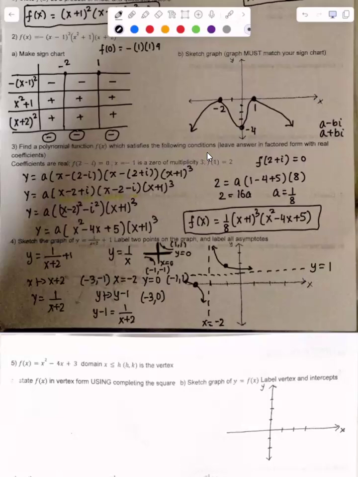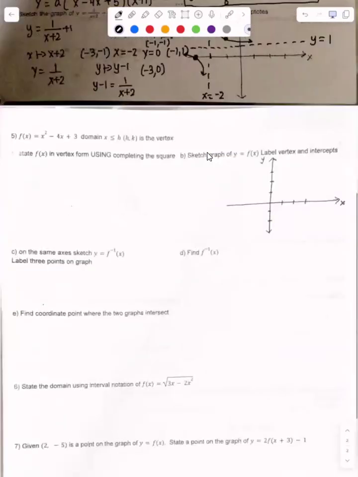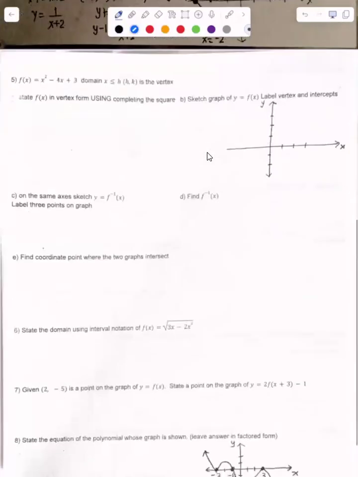So number 5. State f of x in vertex form using completing the square. So let's complete the square. So x squared minus 4x. The coefficient of x squared is 1, so we can just go right ahead. You take half of the coefficient of x, half of -4 is -2, and you square it. So that's 4, and you always add it.